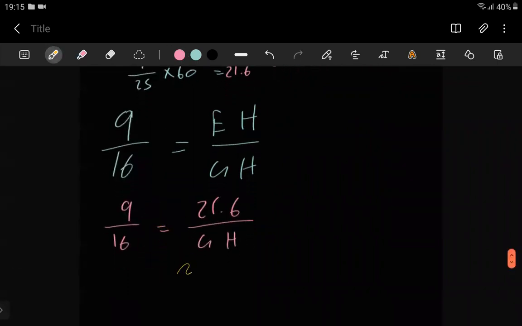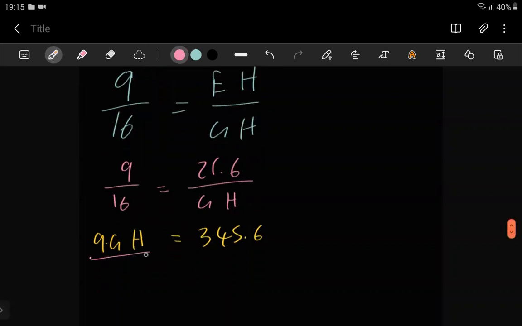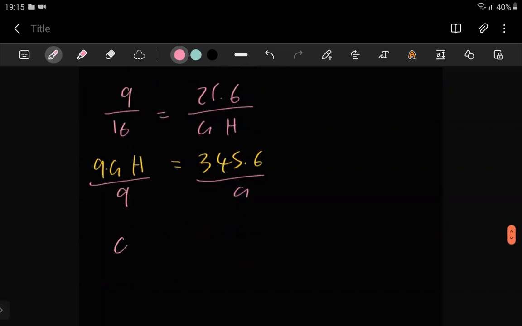Here, cross multiplying, you're going to have your 9 times GH, and 16 times 21.6. That's 345.6. Then divide both sides by 9. That gives us 38.4. Okay, so we're getting 38.4, and that's the length of GH over there.